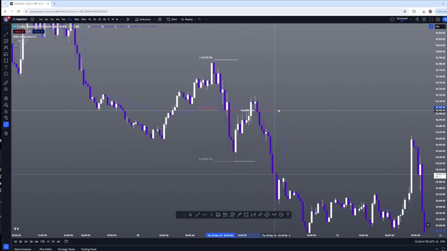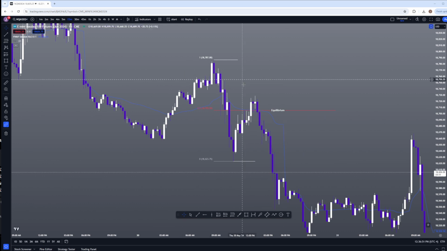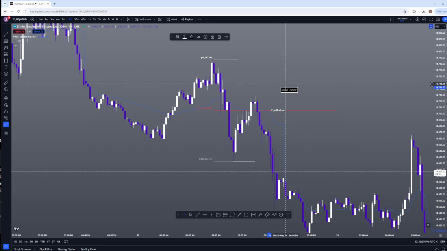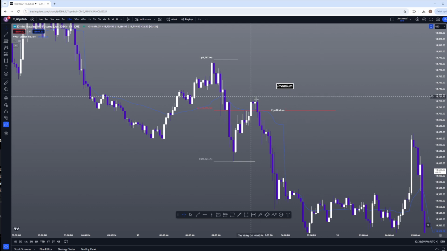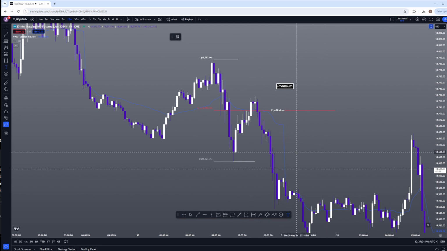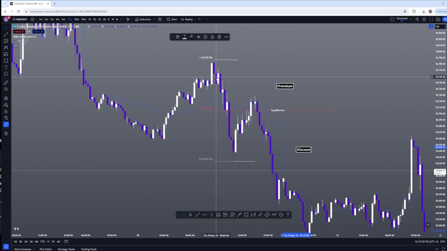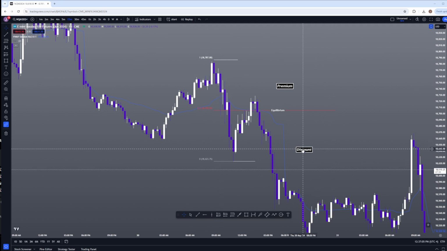So why does that matter? Because above this area is our premium of this range. This is the premium. Everything above the equilibrium and everything below is our discount. So everything below is our discount.